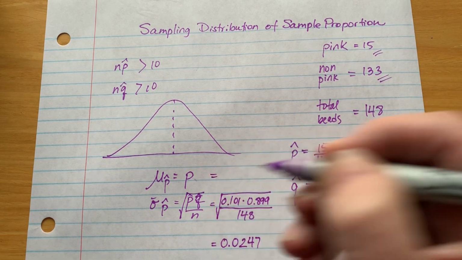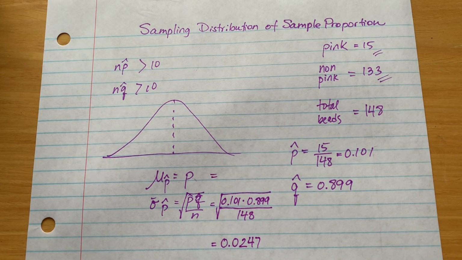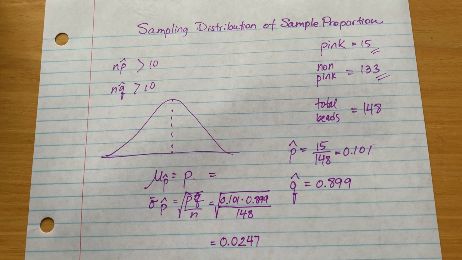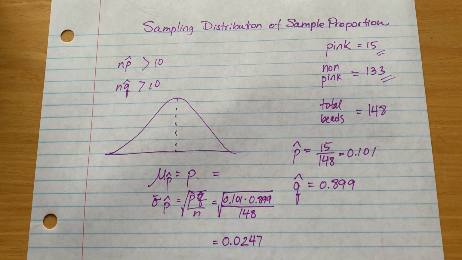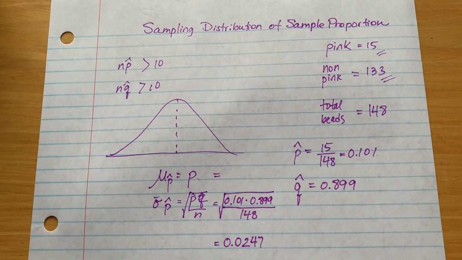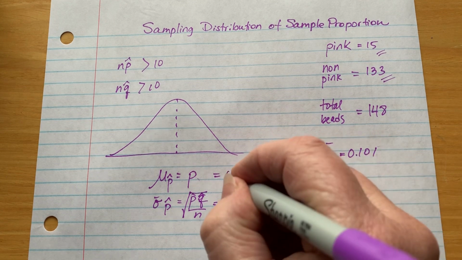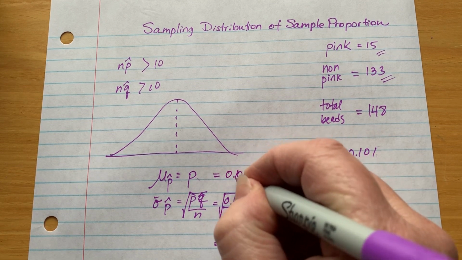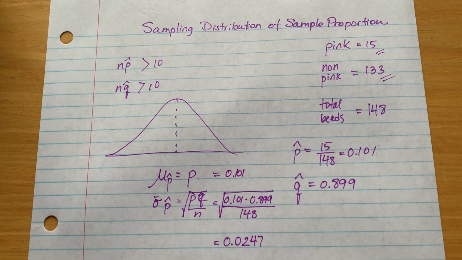And what was my mean? My mean is going to be my p hat, 0.101. In the next slide, we are going to estimate our interval and see what we get there.